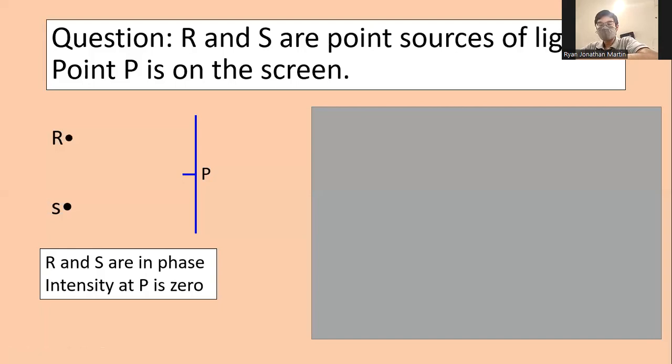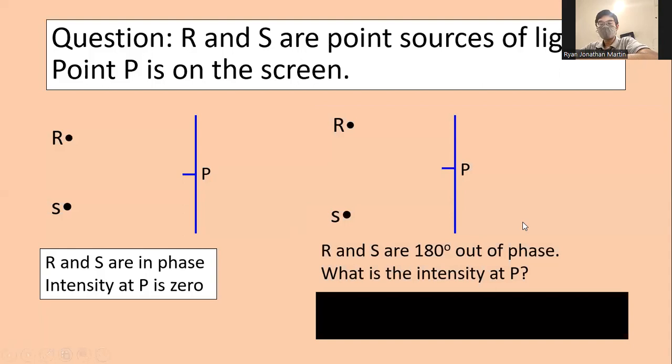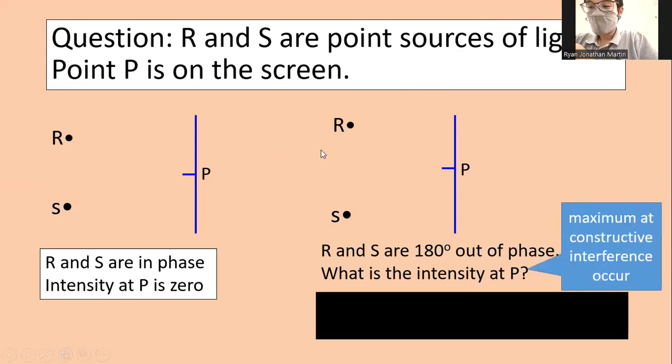R and S are point sources of light. P is on the screen. R and S are in phase. Intensity at P is 0. So question: if R and S are 180 degrees out of phase, what is the intensity at P? What's your answer? It will be maximum, because there is a path difference of half lambda, so another half lambda from the phase difference will make it constructive interference at P.